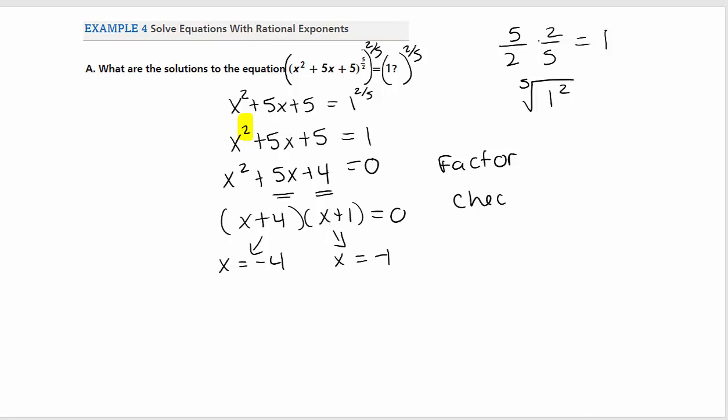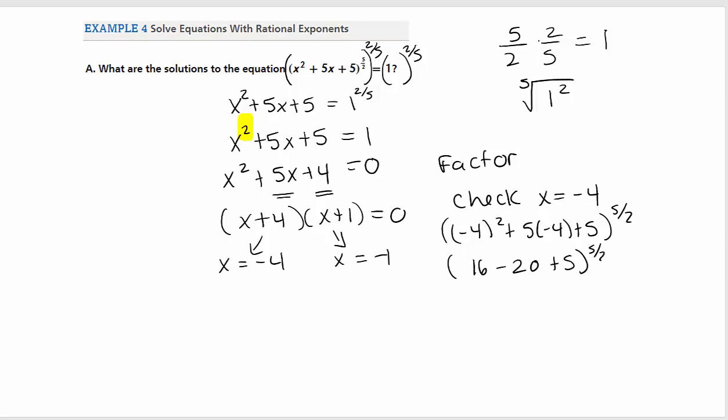So we're going to check x is equal to -4. So see if the left side is equal to the right side. So we plug in -4. And simplify. So we end up getting 16 minus 20 plus 5 to the 5 over 2. Which is -4 plus 5 over 2, which is 1, which does equal 1. So x is equal to -4 works.